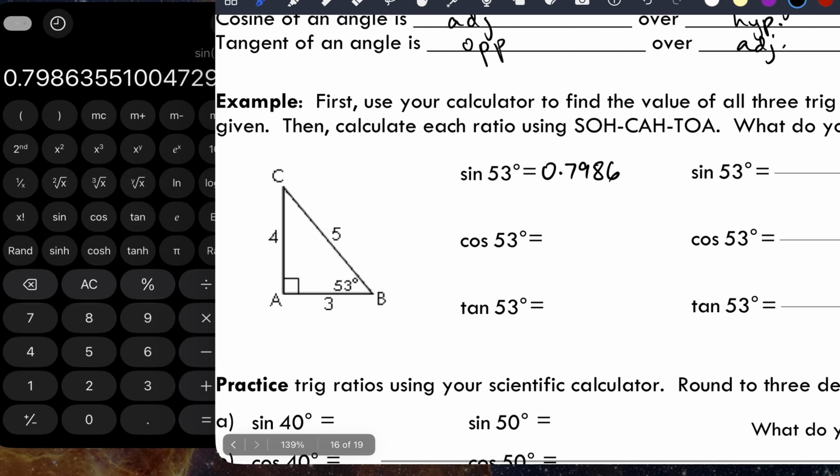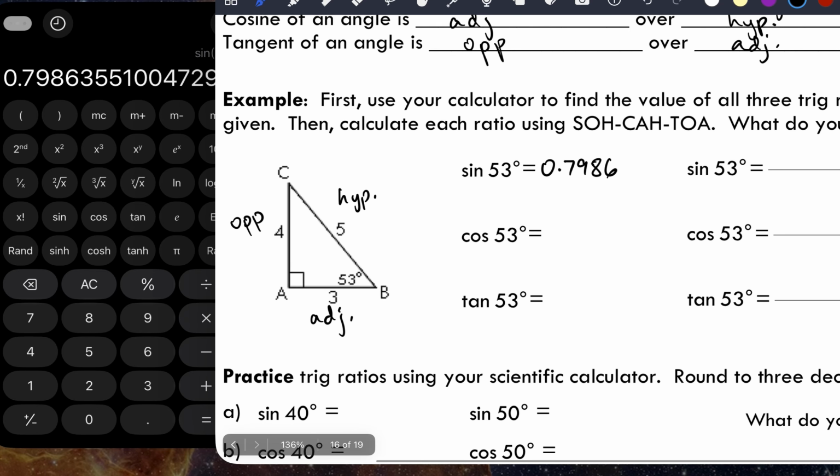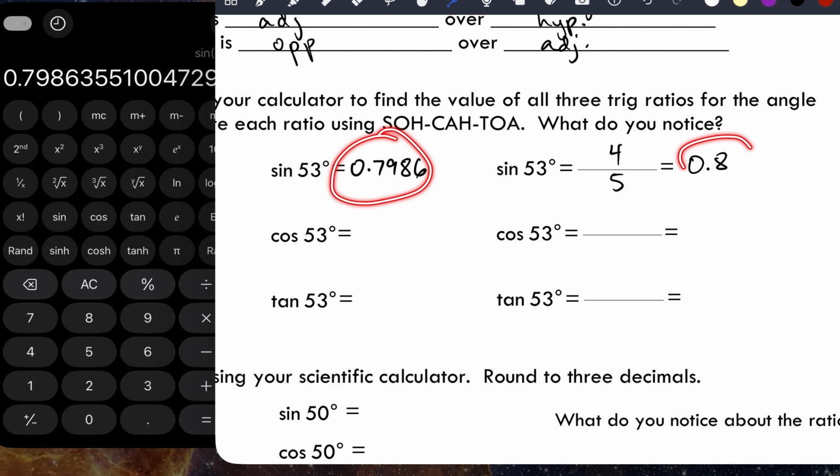If I were to calculate the ratio, sine of 53, let's label our triangle. 5 is the longest side, that's our hypotenuse. 4 is the opposite side, because it's across from this reference angle. And 3 is my adjacent side. So opposite over hypotenuse is the ratio for sine, and that's going to be 4 over 5, and that's equal to 0.8. So you can see they're pretty much identical answers. If I round 0.7986, I get 0.8.